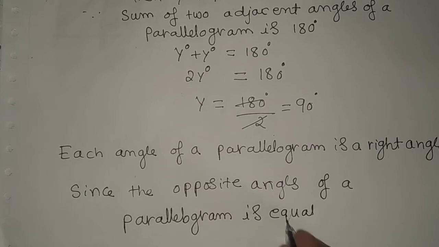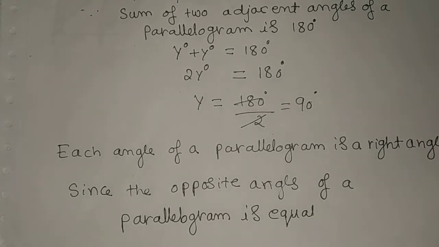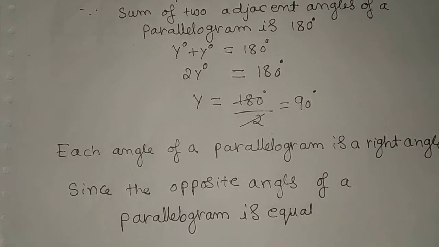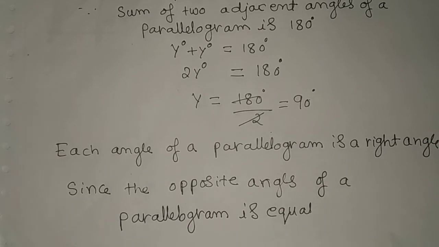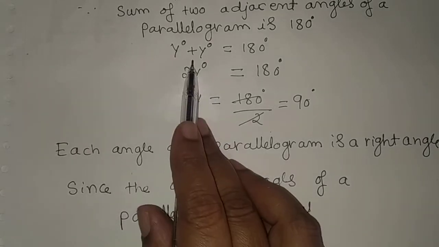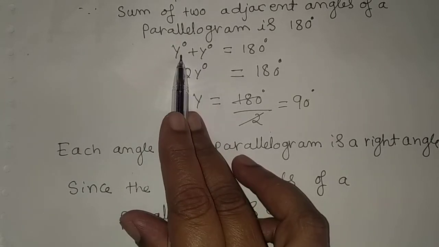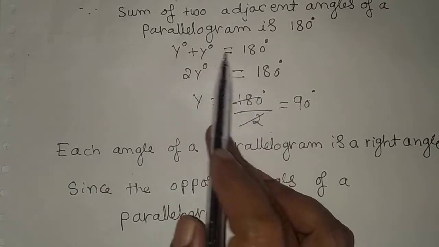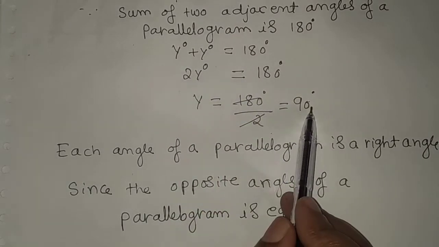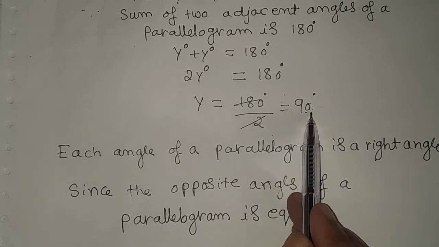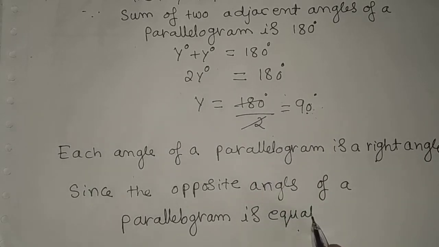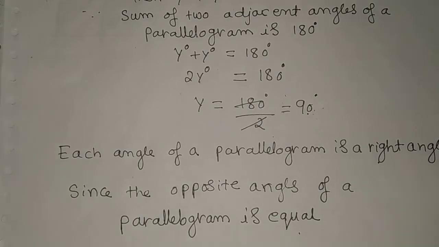So this is the solution for the 6th question. We assumed the adjacent angles, then used the formula that the sum of the adjacent angles of a parallelogram is equal to 180. Adjacent angles means the angles next to each other. Adding them, we got 90 degrees, which is a right angle. Since opposite angles of a parallelogram are equal, each angle will be 90 degrees. This was the question. We move on to the 7th question.